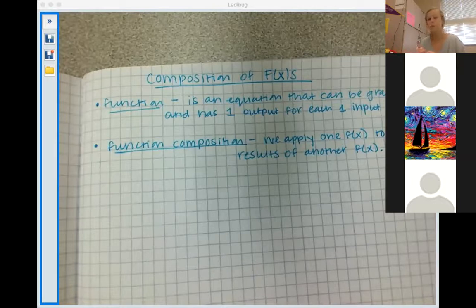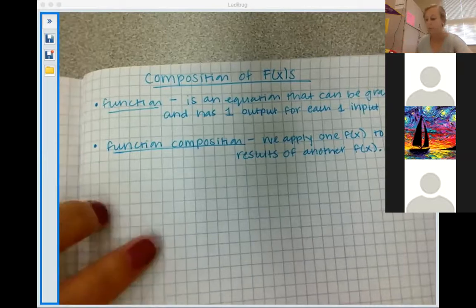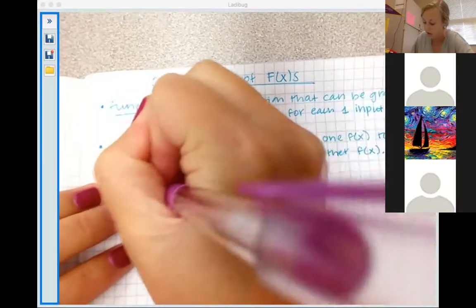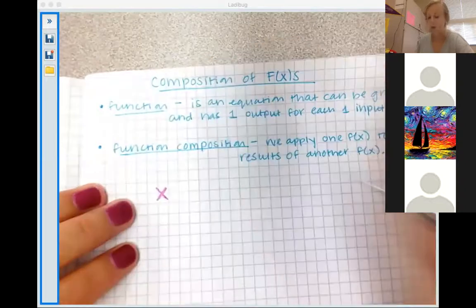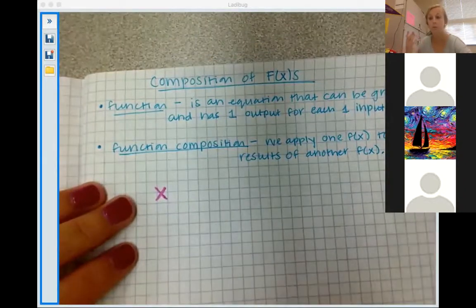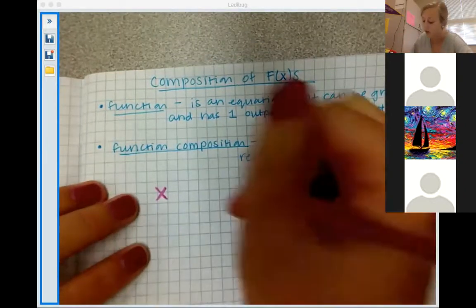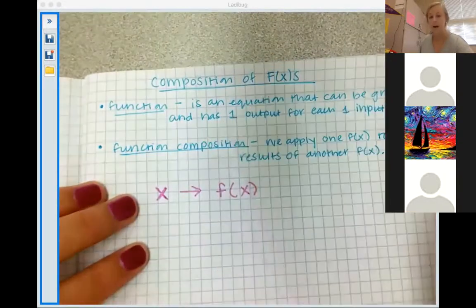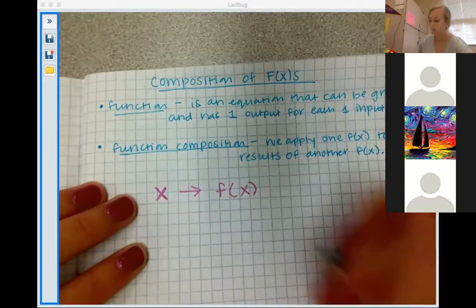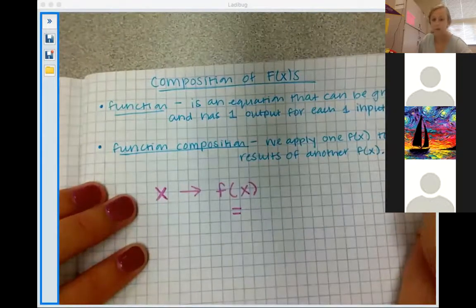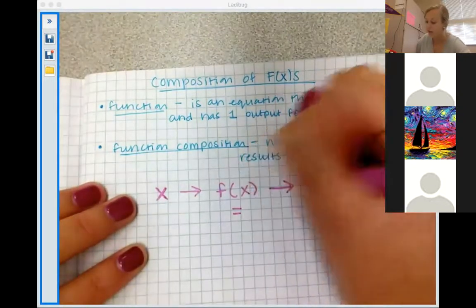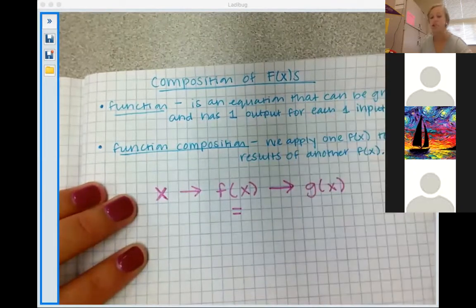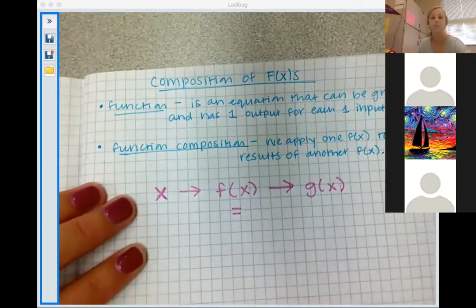All right, so if any of you are like me, these words kind of mean nothing. I need a picture. We talked about it yesterday. So a lot of times I need a picture. So we're going to have an X value. If I put X into f of X, then whatever I get, whatever it equals, I then put that into a different function g of X. That is a composition.